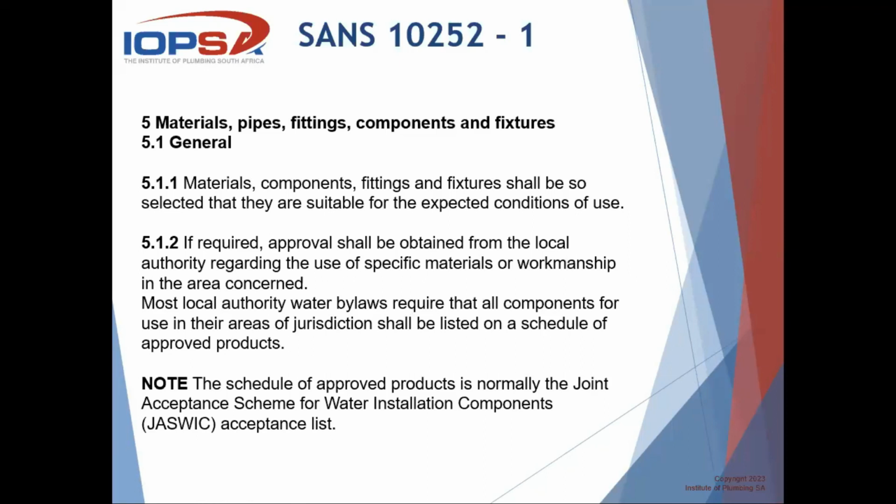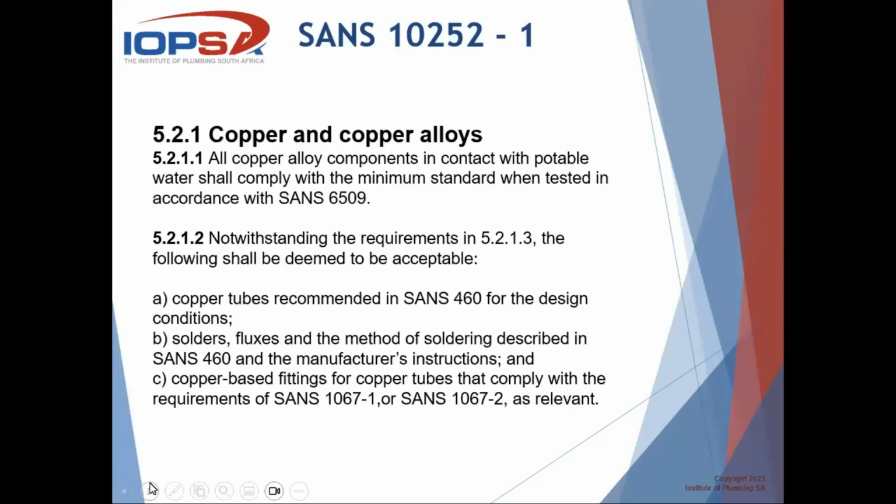On top of that, obviously, the JASWIC list that we all know about. Steve, I know you are involved in JASWIC. Maybe you can give the guys a bit of background on that. Yeah, so JASWIC first of all stands for the Joint Acceptance Scheme for Water Installation Components. It's an acceptance list, where a plumber can go and have a look on JASWIC to see if a component is listed there. JASWIC's function is to make sure that those components are tested and approved, and a lot of the councils use that list to decide that a product can be approved or used in their local authority.